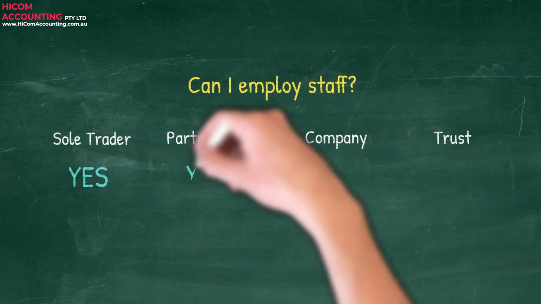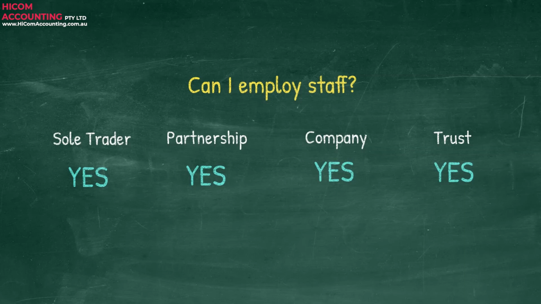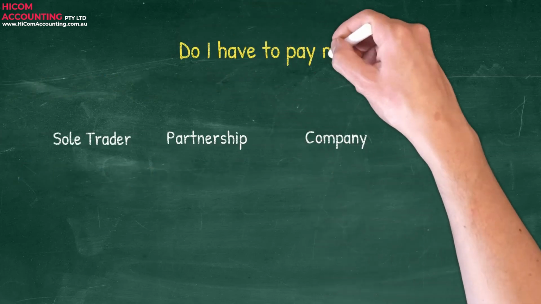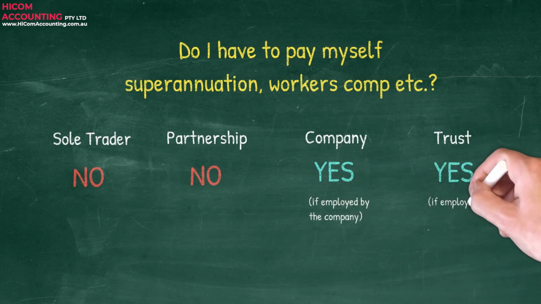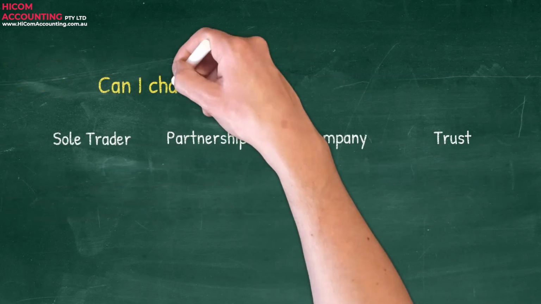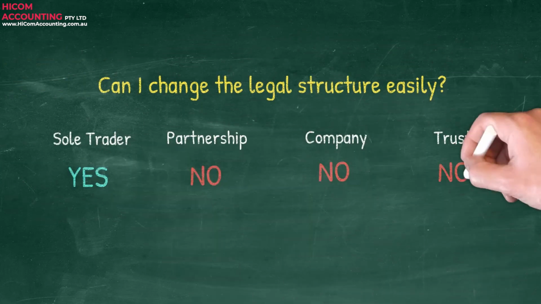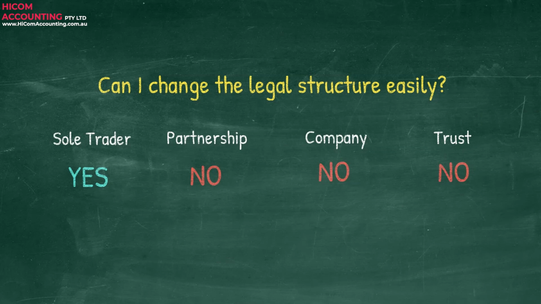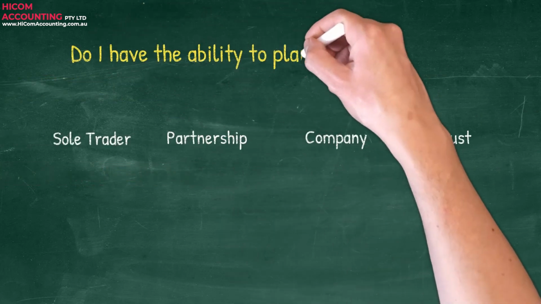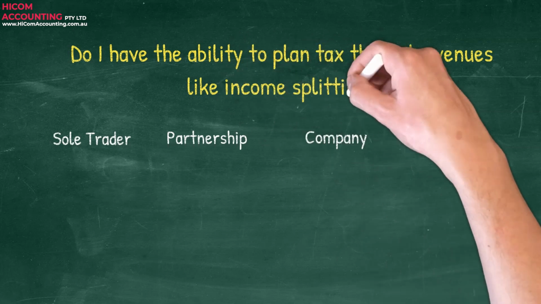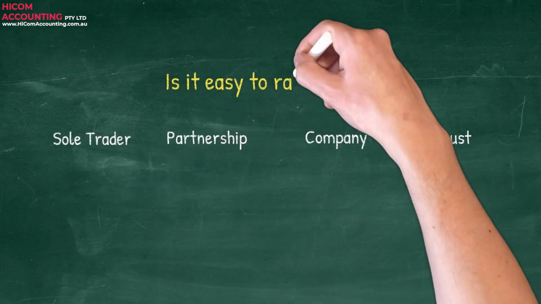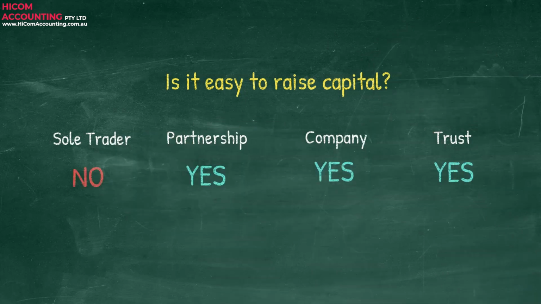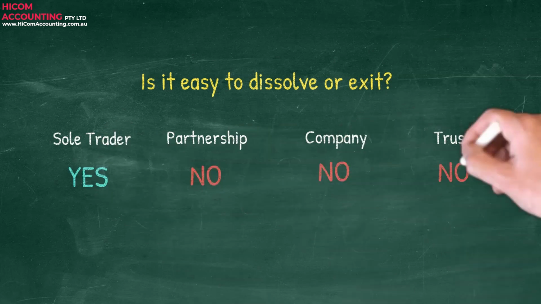Can I employ staff? Do I have to pay myself superannuation, workers' comp, etc.? Can I change the legal structure easily? Do I have the ability to plan tax through avenues like income splitting? Is it easy to raise capital? Is it easy to dissolve or exit?